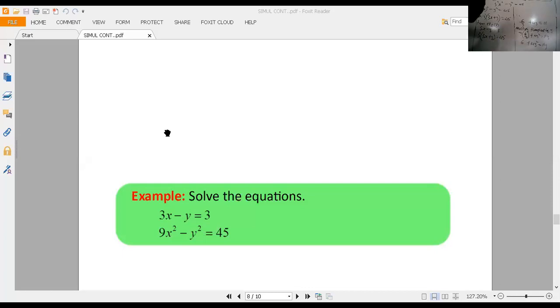Then the next thing is to divide both sides by 3. When you divide both sides by 3, you will have 3x plus y, then 45 divided by 3 will give you 15. 3x plus y equals 15.